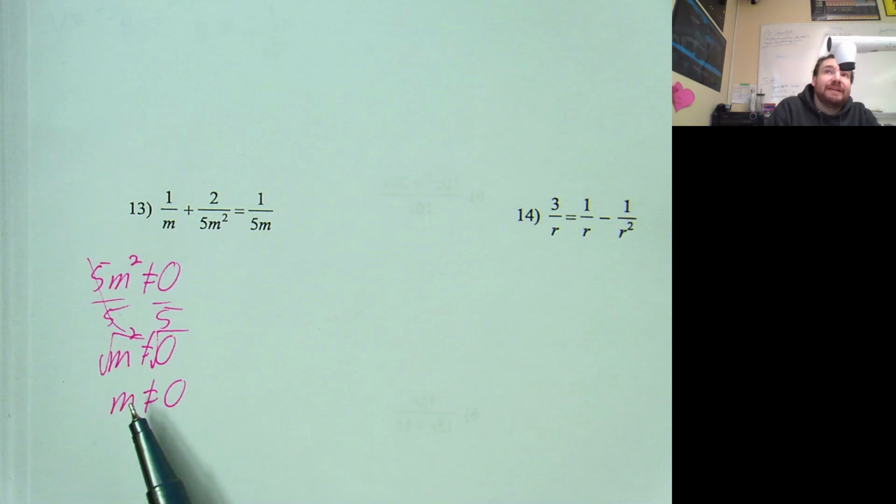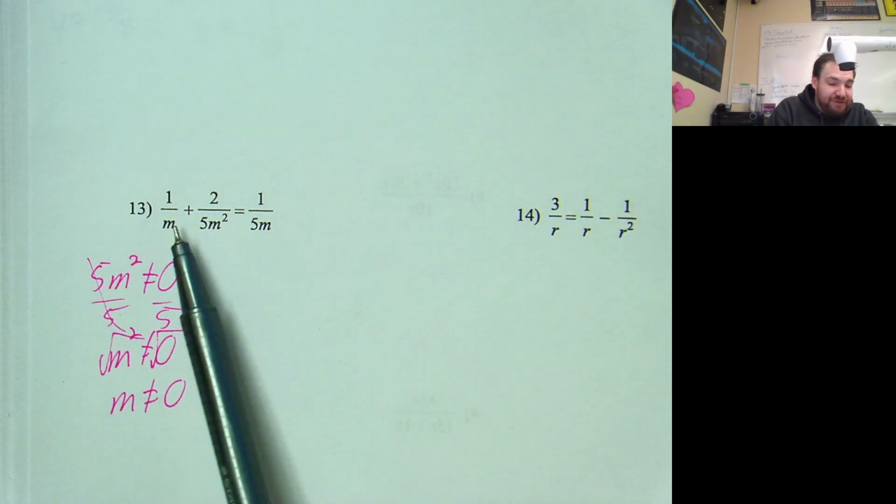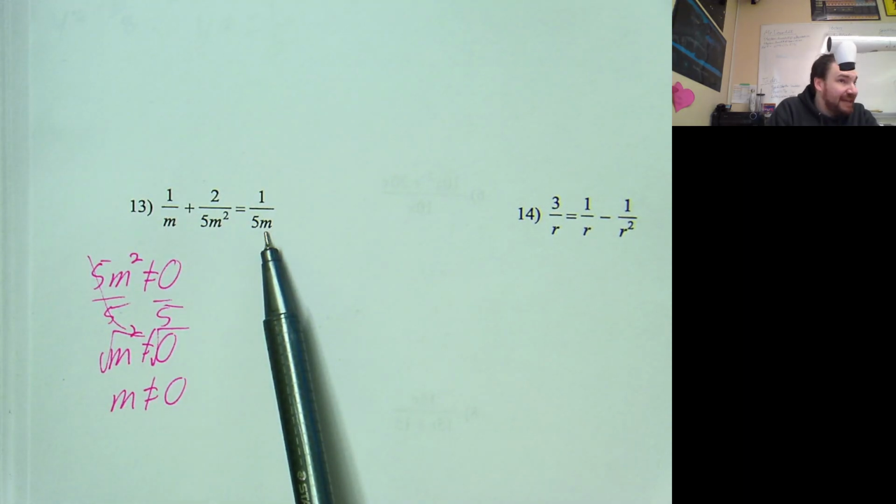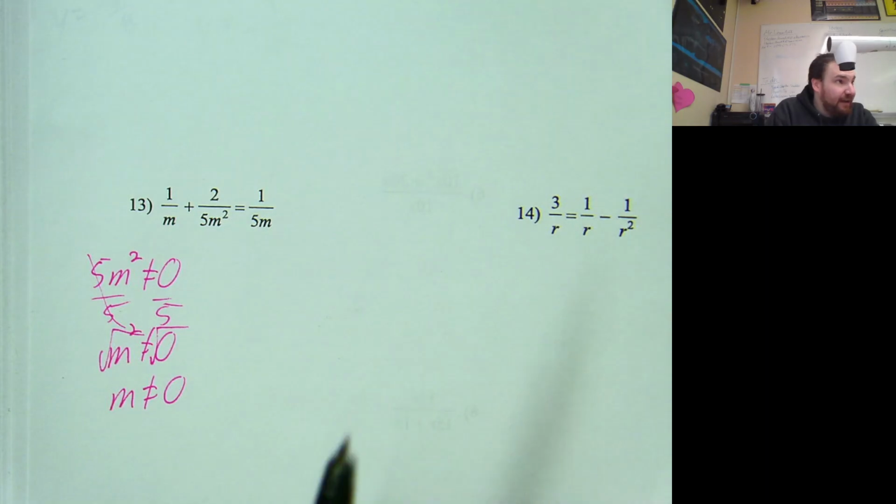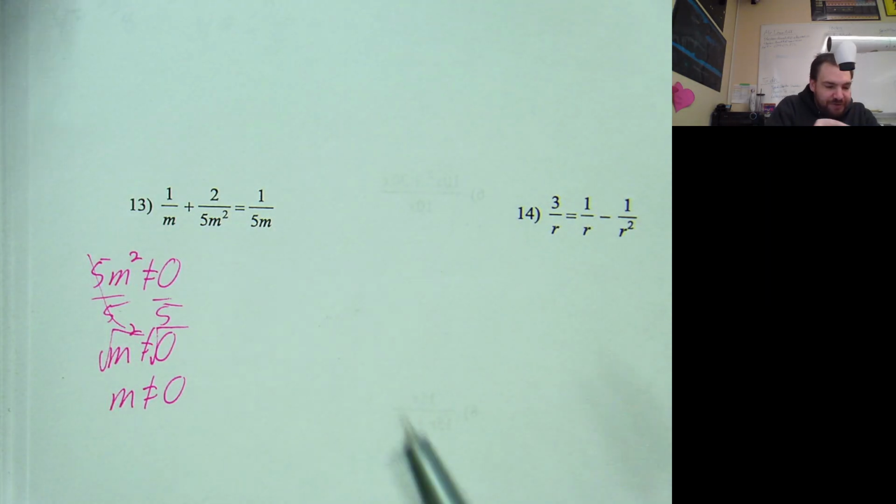Can we see already that this is going to be the same restriction here and here? If you can see that already, you don't need to do them all again. So there's my restriction.